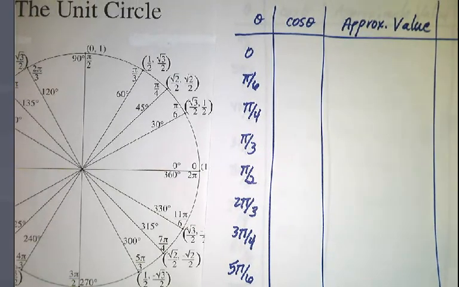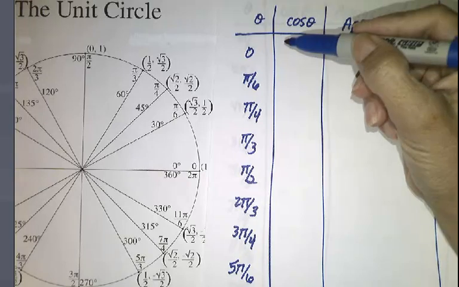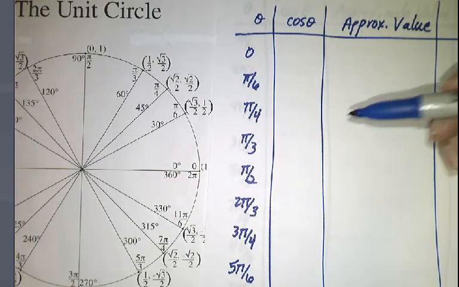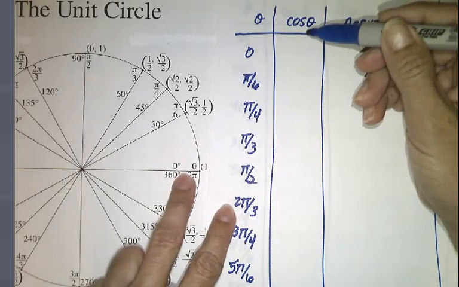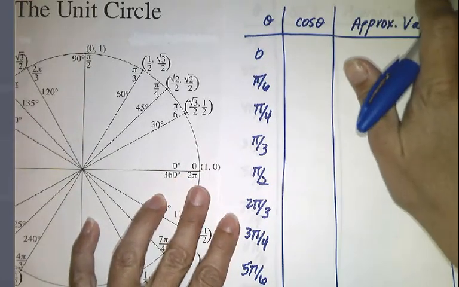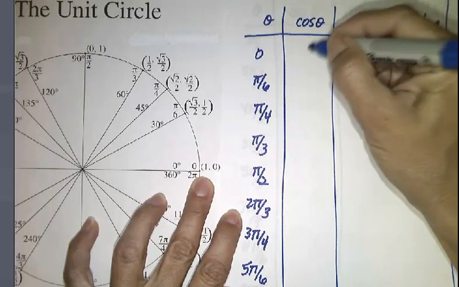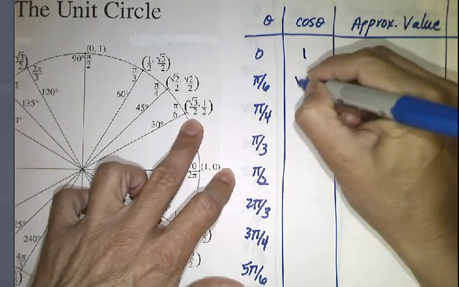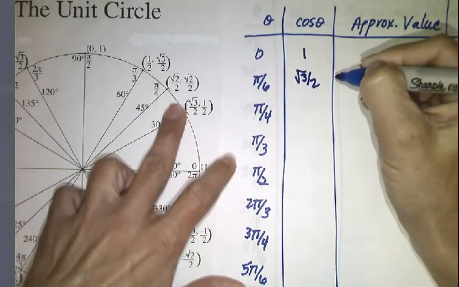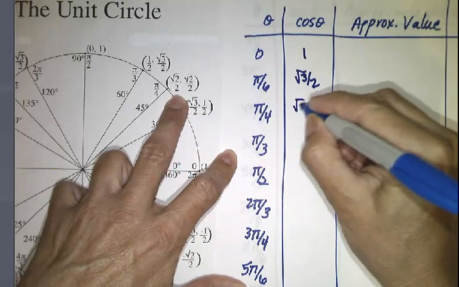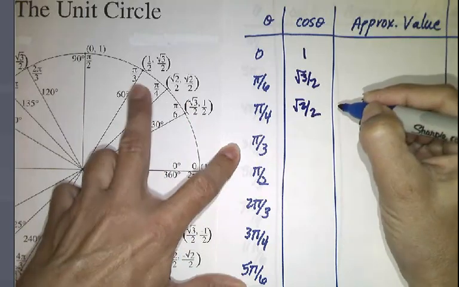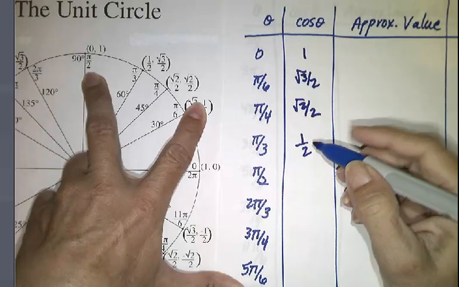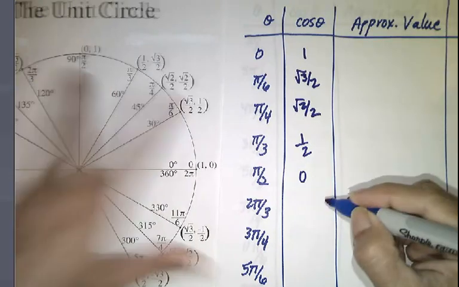Okay, so remember I switched all my angles to radians so that I could talk about plotting the points on the real axes. So when theta is 0, the cosine of 0 is 1. When theta is pi over 6, it's the square root of 3 over 2. Pi over 4, the square root of 2 over 2. Pi over 3, 1/2, and pi over 2, 0. Now we can continue on.